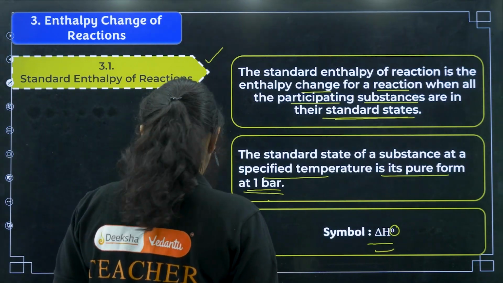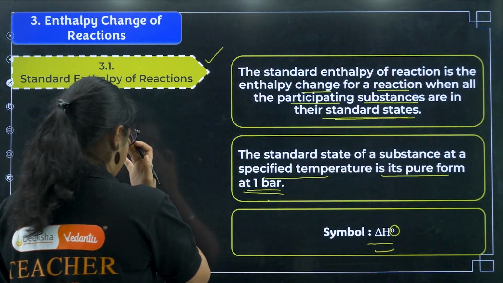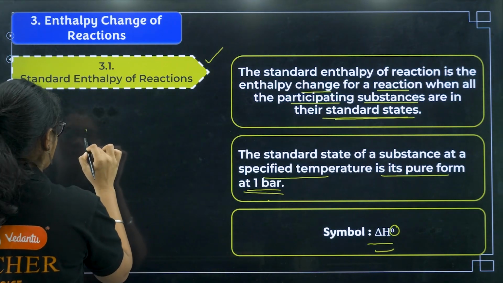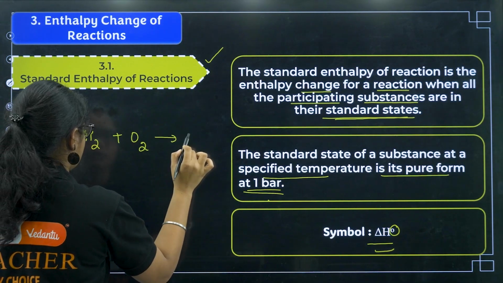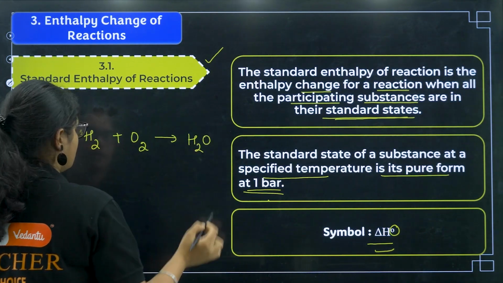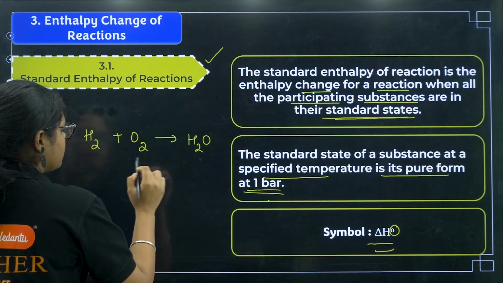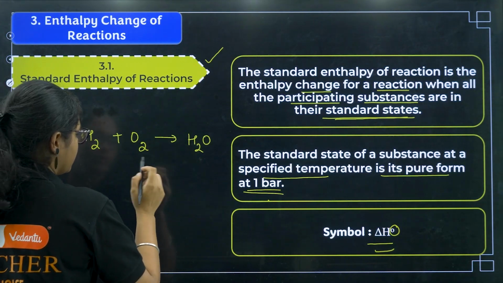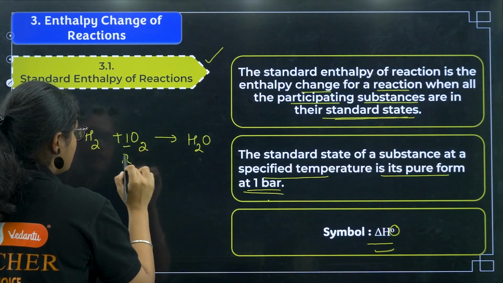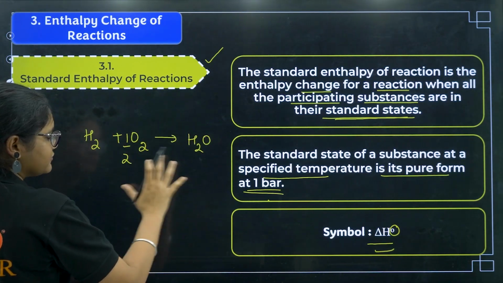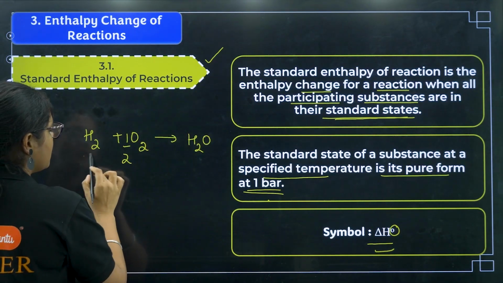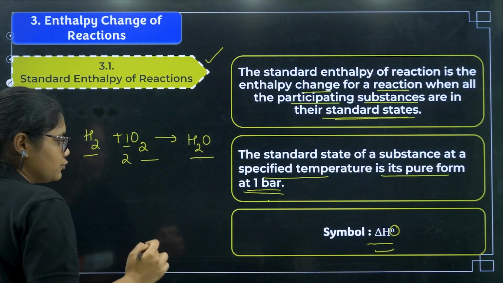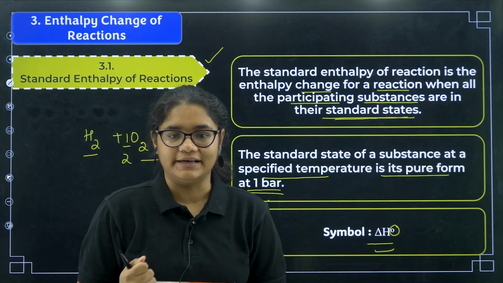For example, suppose you have a very simple reaction of H2 plus O2 giving you H2O. If I want to write this reaction, it's like this. Now you can see the enthalpy of this particular reaction will be called standard enthalpy of reaction if H2, O2 and H2O are in their standard states.